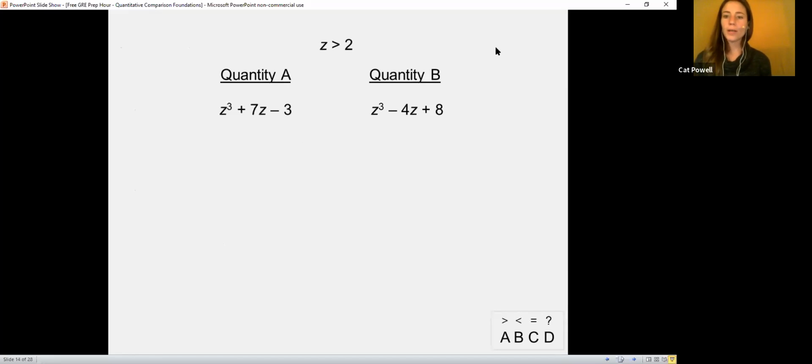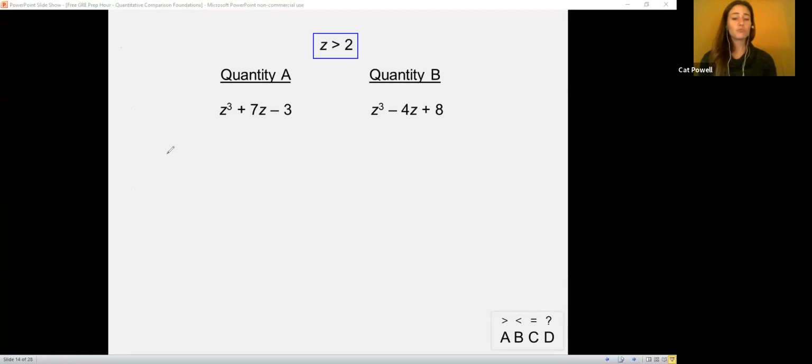Now I check out my question, I note my restriction, and I see, okay, I have a restriction up front. I know Z is greater than 2. And so I could just say, all right, I'm going to pick a number for Z. Like let's say Z equals 3. And I am going to just plug that into these expressions and see what happens. And that is a fine and valid way to do this problem. Nothing wrong with that. However, I have some arithmetic to do.